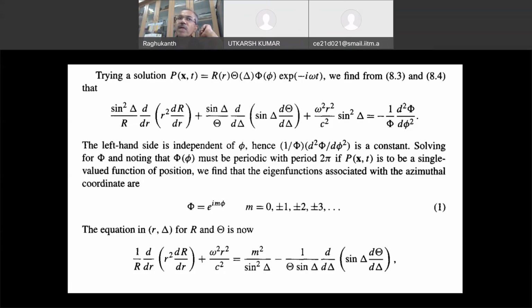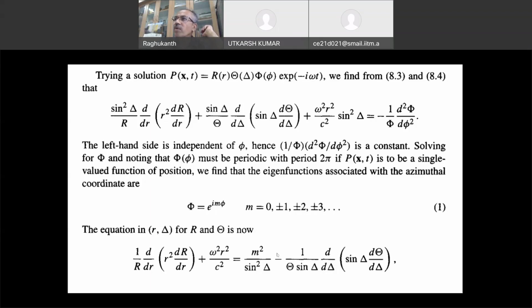The solution of that equation is phi equal to e to the power of i m phi, and of course m can go from 0, plus or minus 1, plus or minus 2, plus or minus 3. So you substitute phi equal to e to the power of i m phi on the left-hand side also, and you can separate the r terms on one side and the delta terms completely on the other side. So phi is gone from this expression.